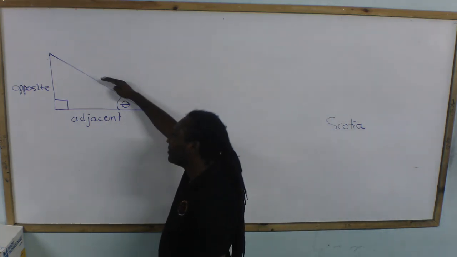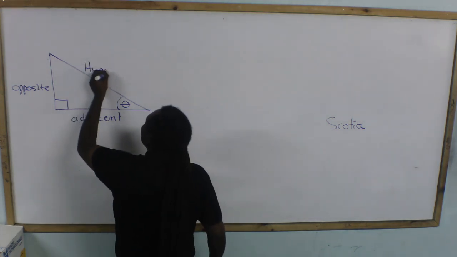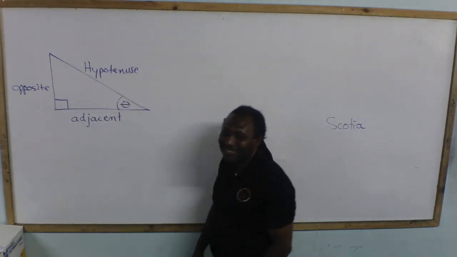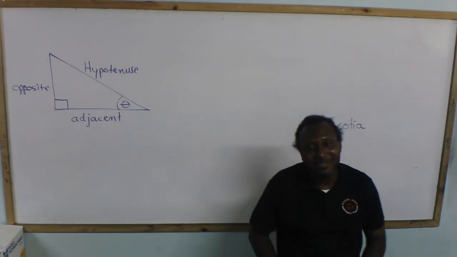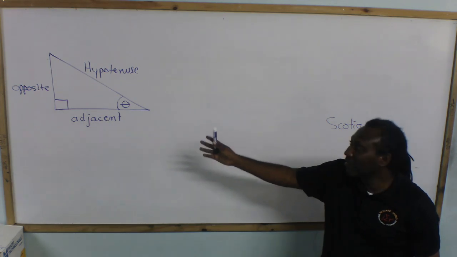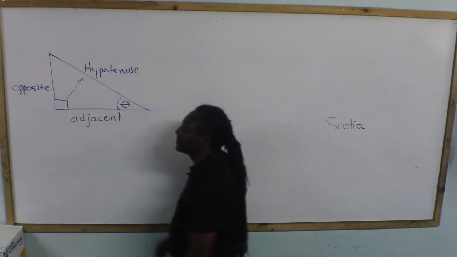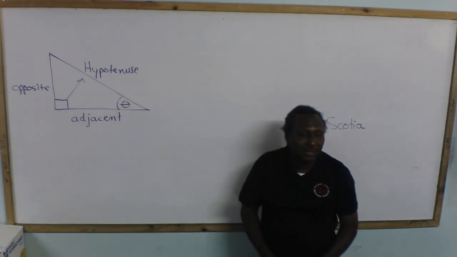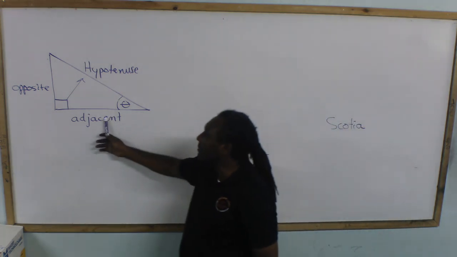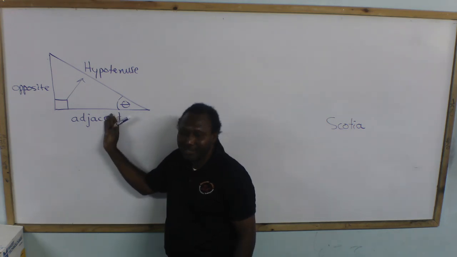And what do you call the longest side of a right angle triangle? And what is its location? Right. It is across from the right angle. And in trigonometry, we say that it is opposite to the right angle, or we can say that it is facing the right angle. So the hypotenuse is opposite to the right angle. And this side that we have here is what? Adjacent to the right angle.